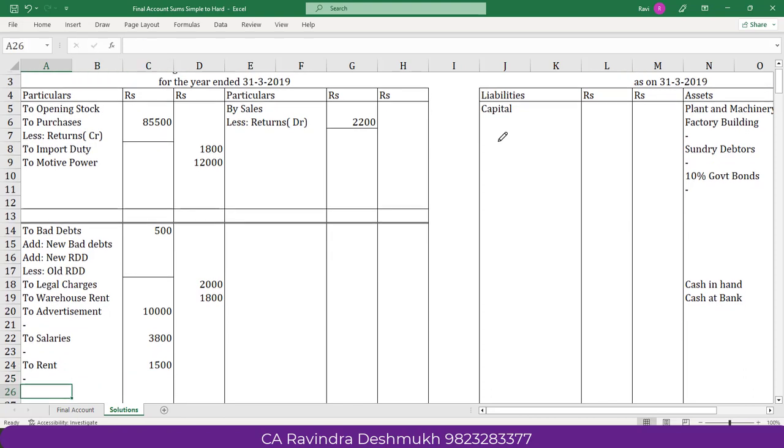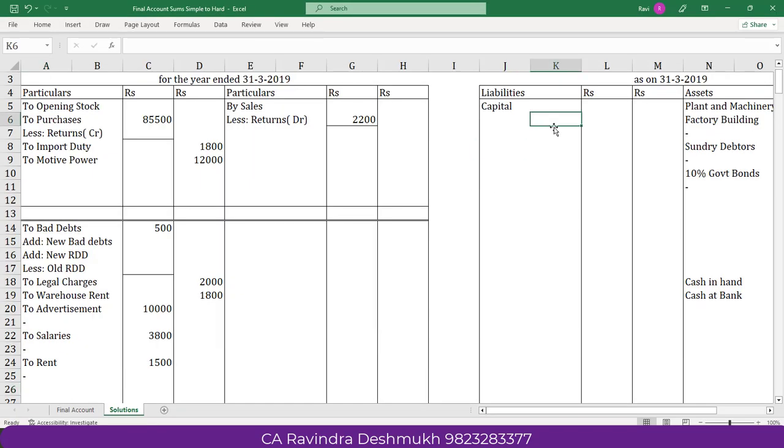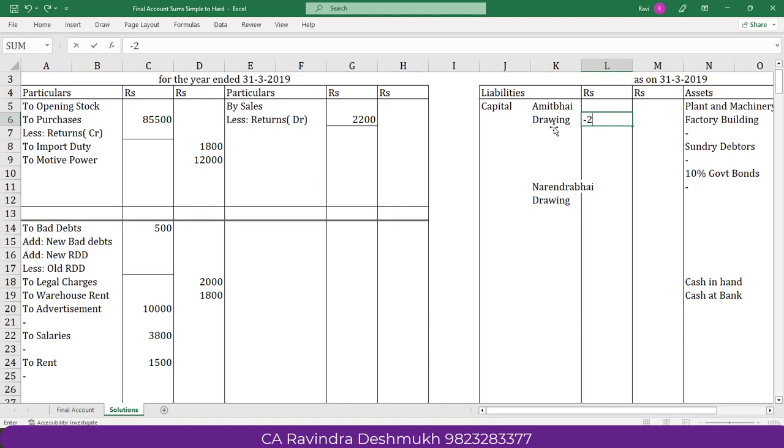Next one, drawings of Amit Bhai and Narendra Bhai. Got to write Amit Bhai and Narendra Bhai. Select capitals and ledger, from which we are going to subtract drawings. So while writing the amount of drawings of both of these, I am writing as minus 2,400 and minus 3,200.